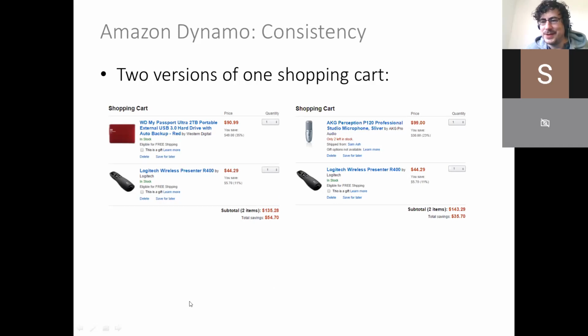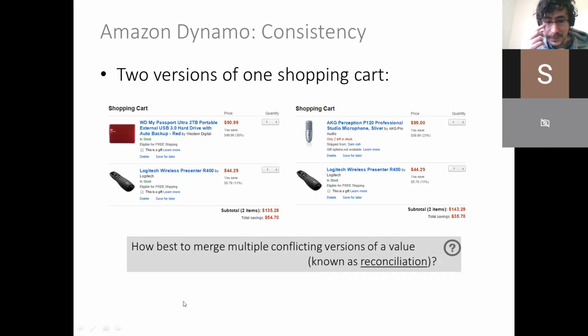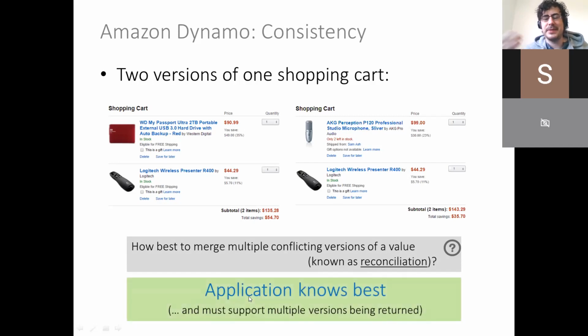So there's no clear answer to this. In terms of how best to merge the multiple conflicting values, known as reconciliation, this is something that must be defined at the application level. We have to say how reconciliation can be done.